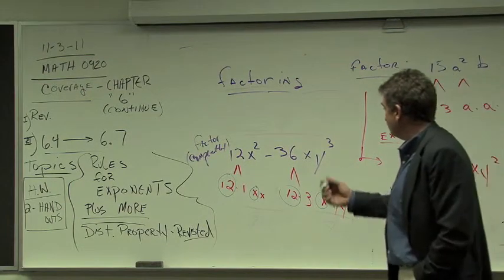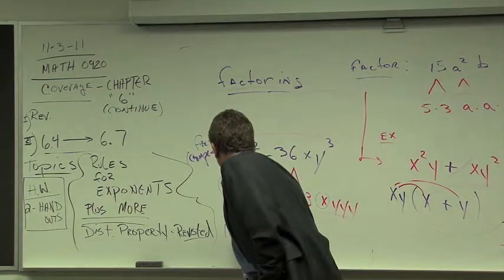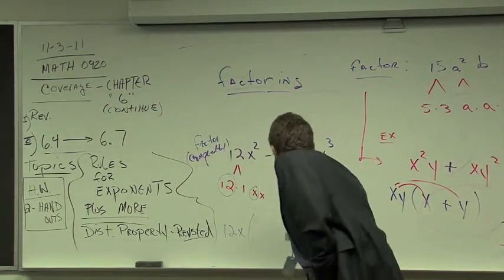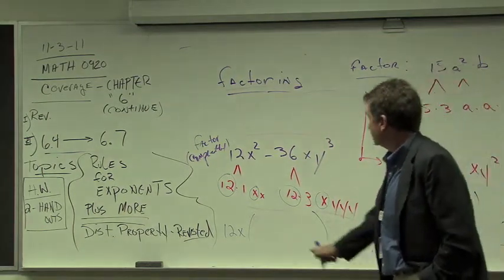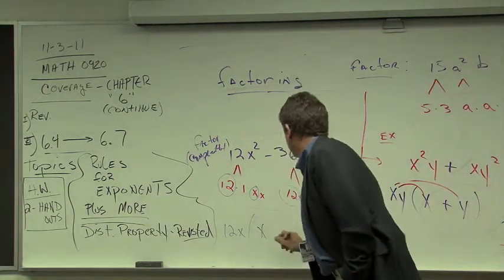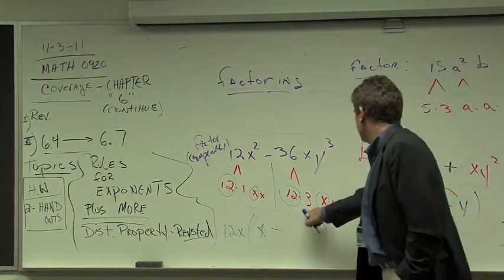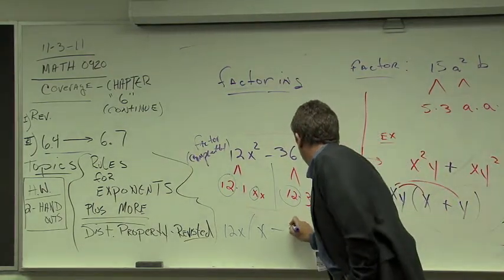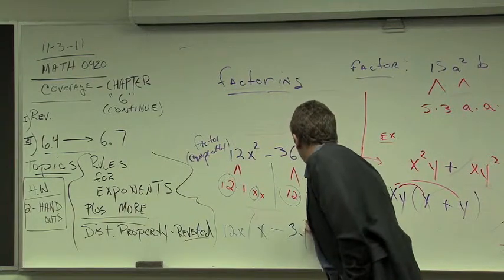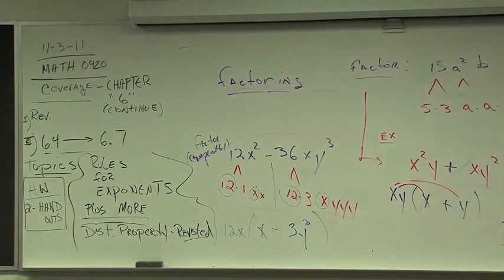So now, let's pull out what's common. I've got a 12x, and then I'm going to set up a parentheses. What's left is 1x, or just x. Here's my minus sign. I'm going to keep that consistent. And then what's left here is 3y cubed. And so now I'm factored completely.